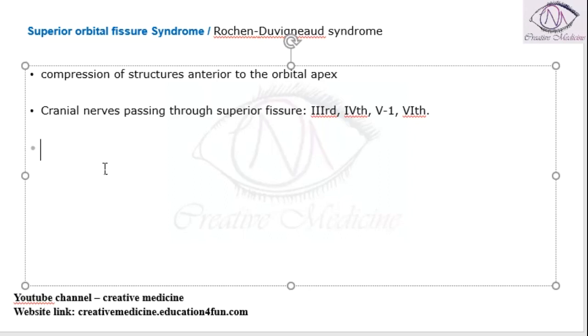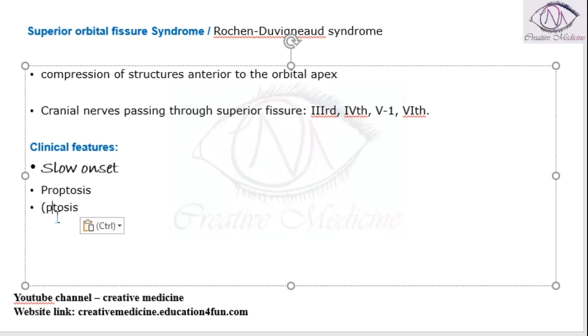So as a result, the patient will develop the following clinical features. It is a disease of slow onset with proptosis seen in the patient, and this proptosis is also associated with ptosis. One important thing in superior orbital fissure syndrome is the ptosis is more prominent than proptosis. So ptosis will mask the proptosis. So we mainly see the ptosis, and proptosis may not be visible because of the ptosis.